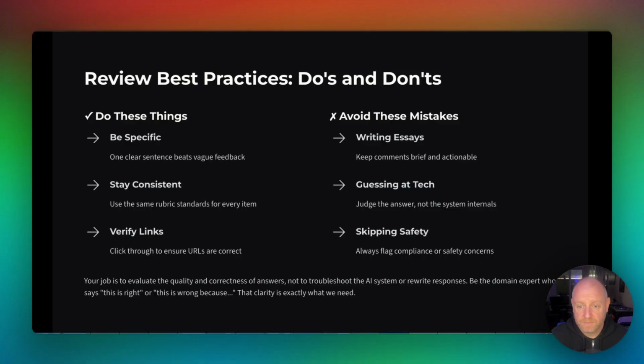So the best practices, the do's and don'ts. Do be specific. One clear sentence beats any sort of vague feedback. Use the templates that I discussed earlier. You want to stay consistent. Use the same scoring for every item and how you evaluate it, and try to stay consistent over time. And always verify any links that it provides. If it has a link in there, make sure that you click on the link and verify that it actually has information on that web page and it is relevant to the answer.